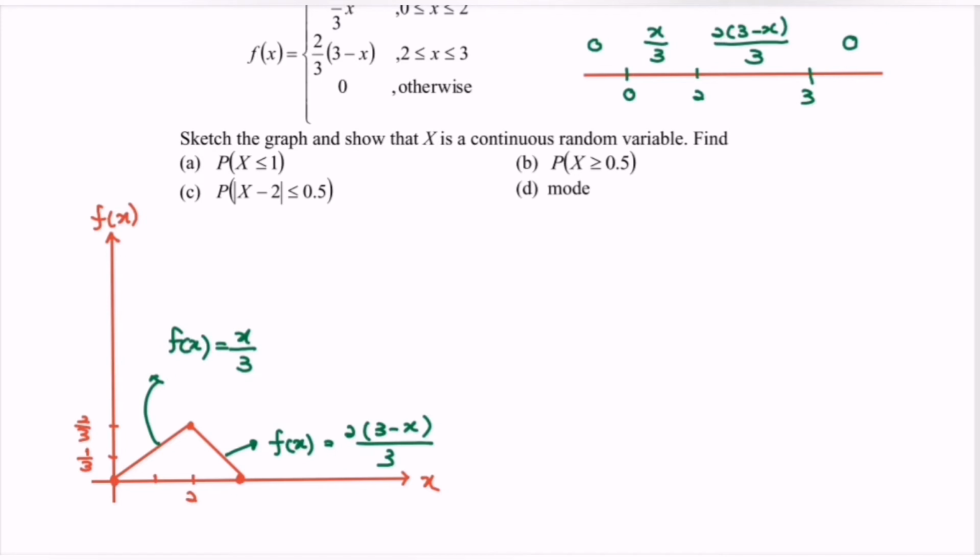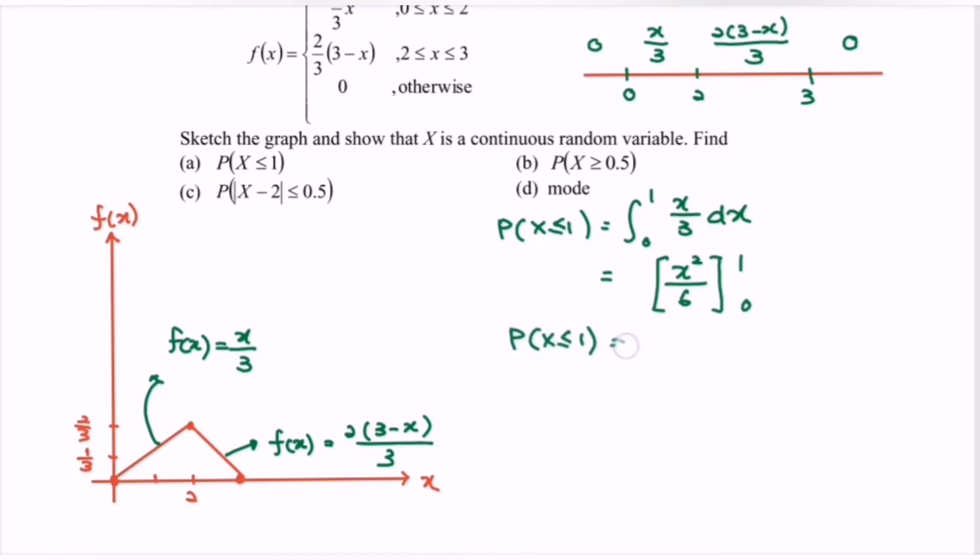Next, find A, where we have the probabilities that x less than equals to 1. By referring to the number line, where we have integrate 0 until 1 for the function x over 3 with respect to x. Kindly integrate the situation x squared over 6 with the limit 1, 0. So the probabilities that x less than equals to 1 will be equals to 1 over 6 minus 0. So the probabilities of x less than equals to 1 will be equals to 1 over 6.